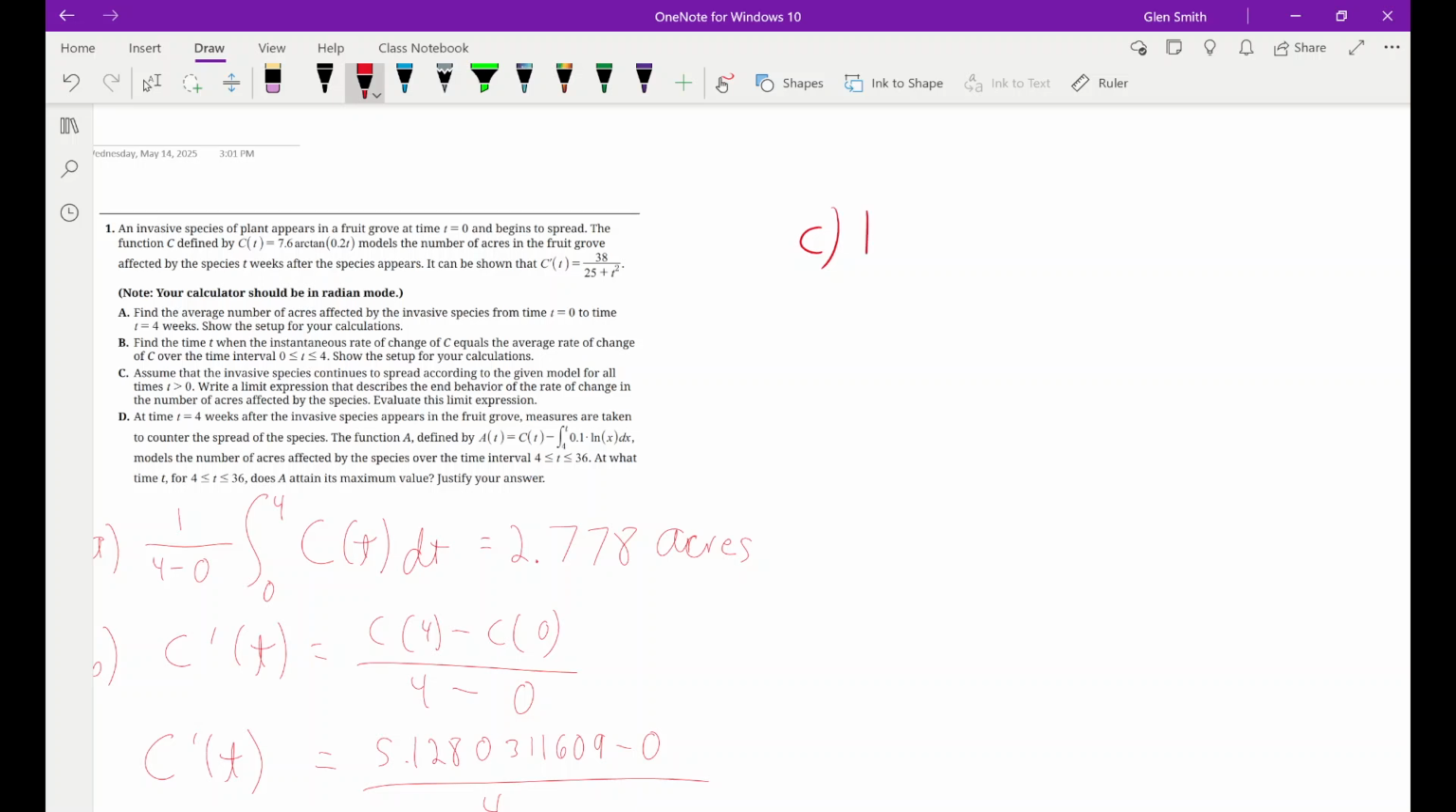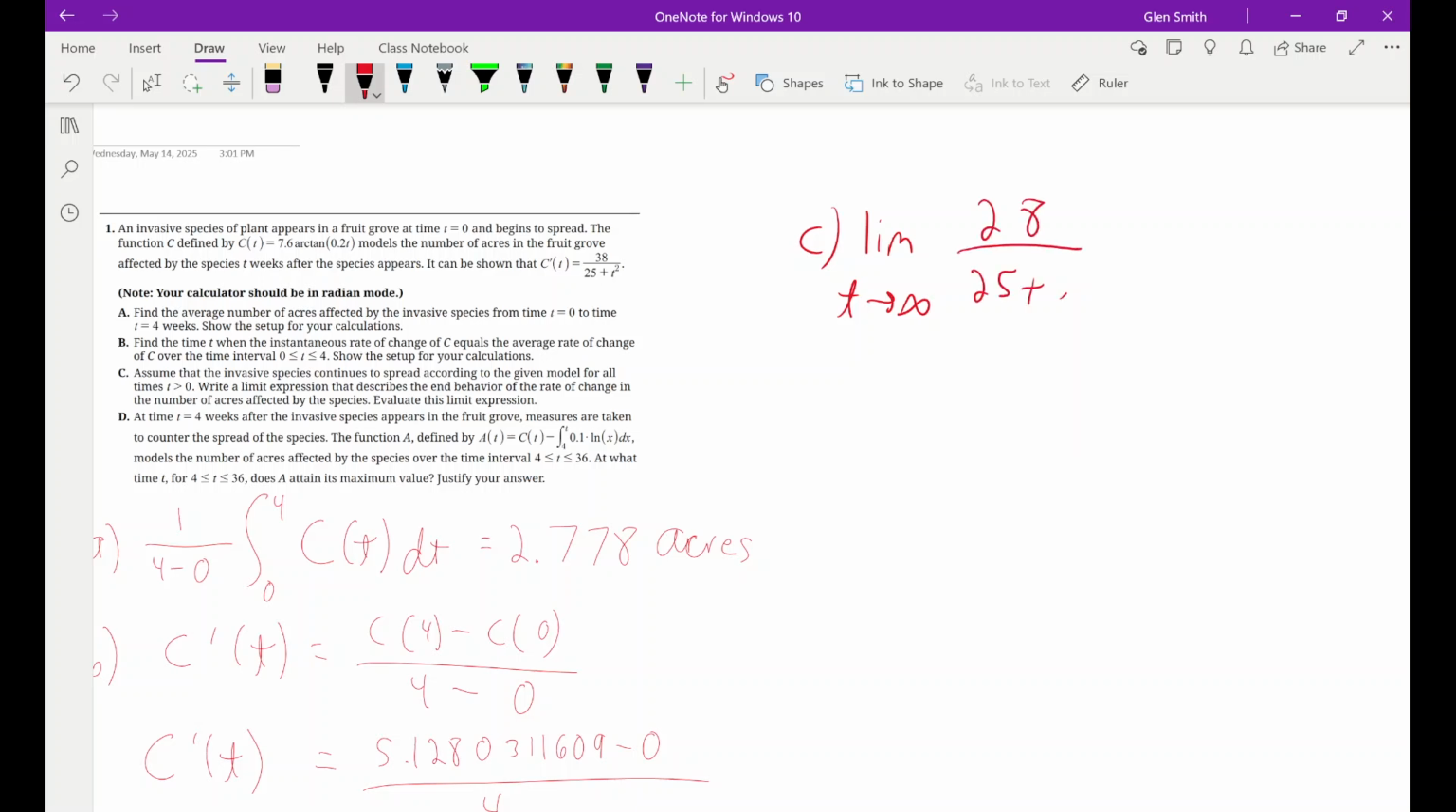And it says write a limit expression. So my first bet would be this, that describes the end behavior. And end behavior, we're always talking about going to infinity or negative infinity. It's talking about time here. We're definitely going to infinity. Of the rate of change of the number of acres. Well, that's just C prime.